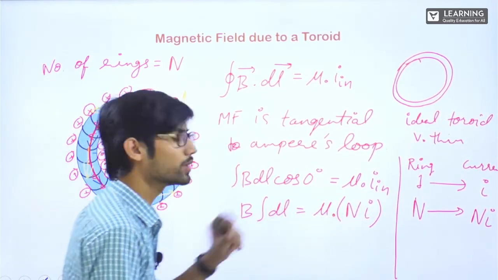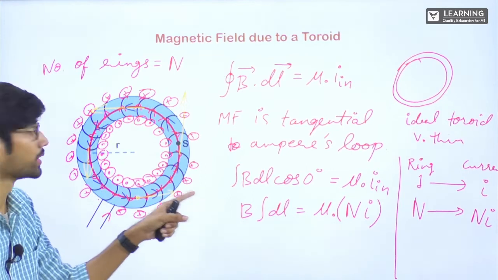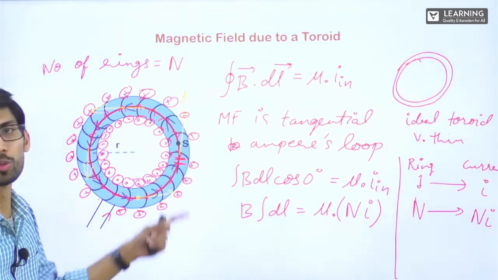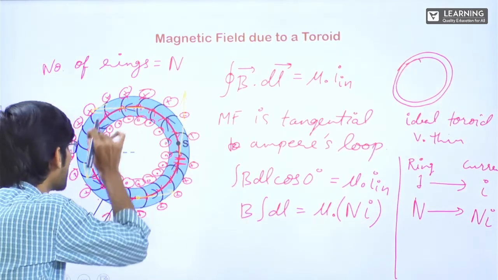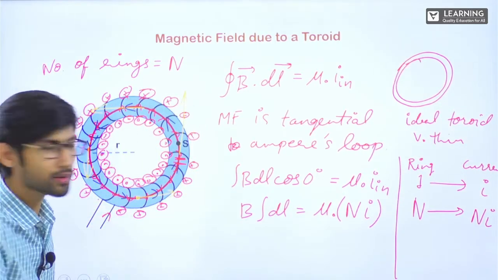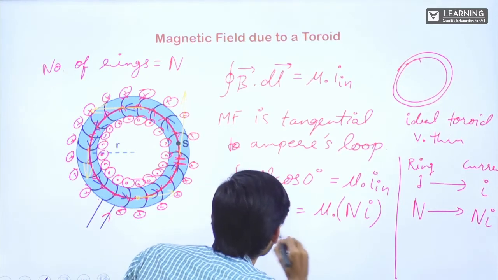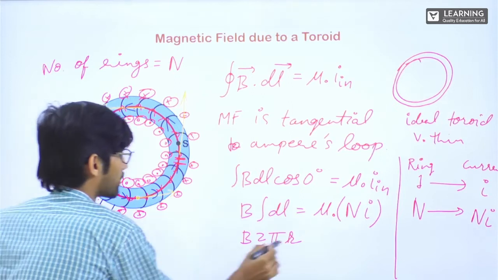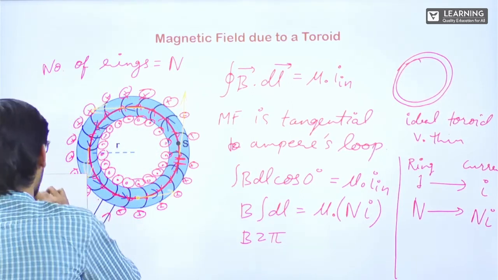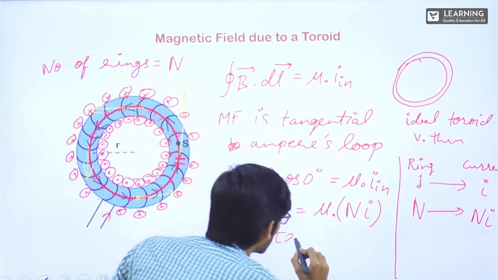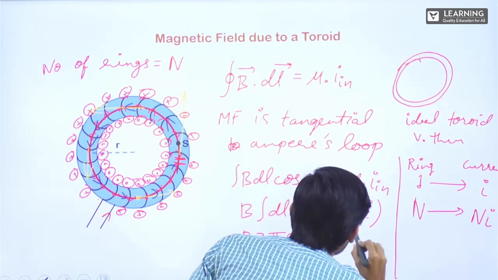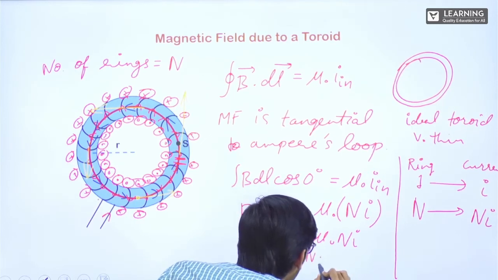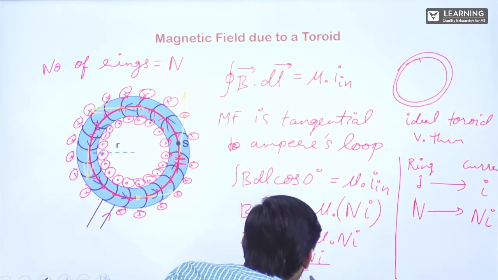Now see, this will be this integration dl. dl is the part of this Ampere's loop. So dl, if I integrate for this entire loop, it will be 2 pi r. So B into 2 pi r, where r is this radius, correct? That is equal to mu naught n I. So from here, B is equal to mu naught n I upon 2 pi r.